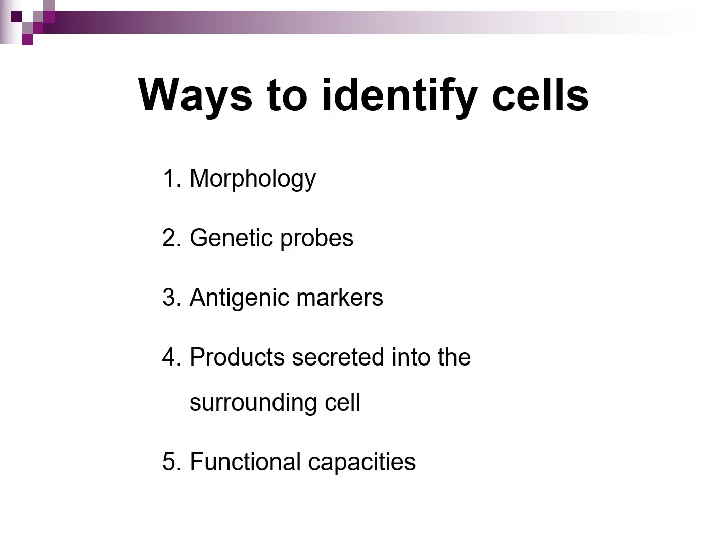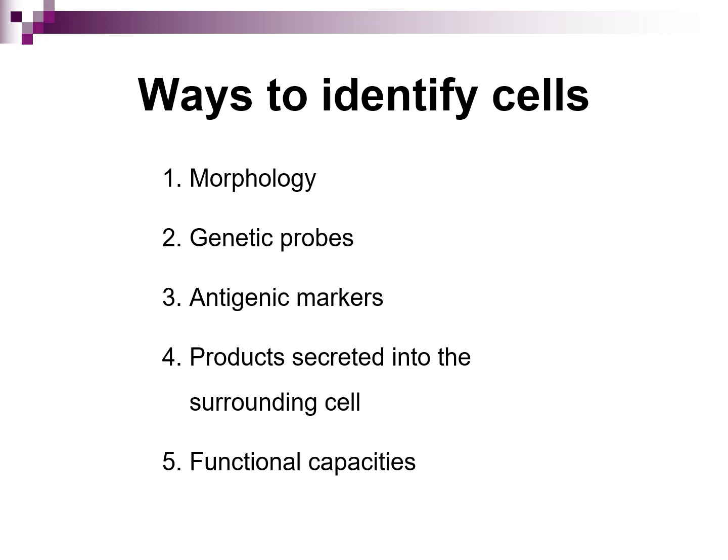There are a number of ways to identify cells. The first one is morphology, and that's the appearance of a cell's size, shape, and staining characteristics. And we can use flow cytometry to look at cell morphology. We can use genetic probing, which is DNA sequencing, or PCR, which is a molecular method for identifying cells. We can look at antigenic markers.